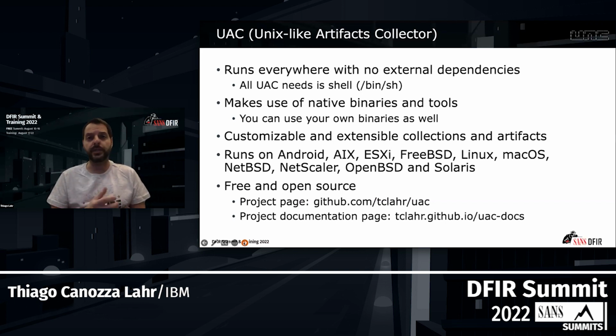So what is UAC? It's basically a shell script that makes use of native binary tools to collect artifacts. UAC was created to facilitate and speed up data collection for quick triage. So no installation is required. It doesn't depend on dependencies or packages. You can even run UAC from a USB device or a network share.